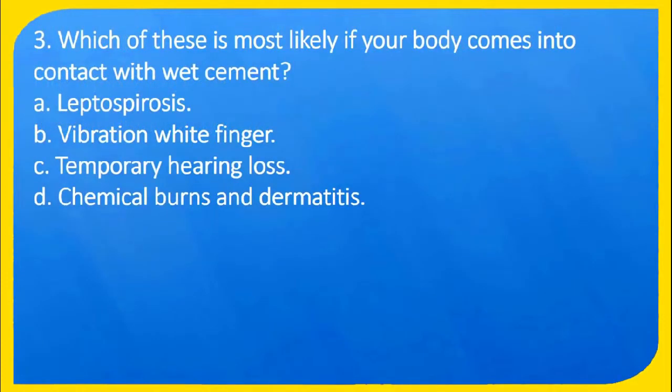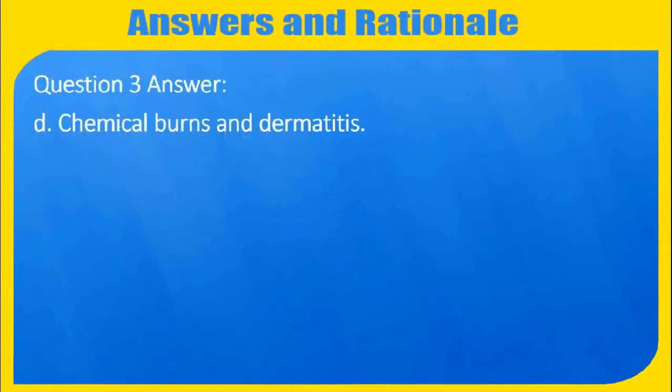Question 3. Which of these is most likely if your body comes into contact with wet cement? A. Leptospirosis. B. Vibration white finger. C. Temporary hearing loss. D. Chemical burns and dermatitis. Question 3 answer, D. Chemical burns and dermatitis.